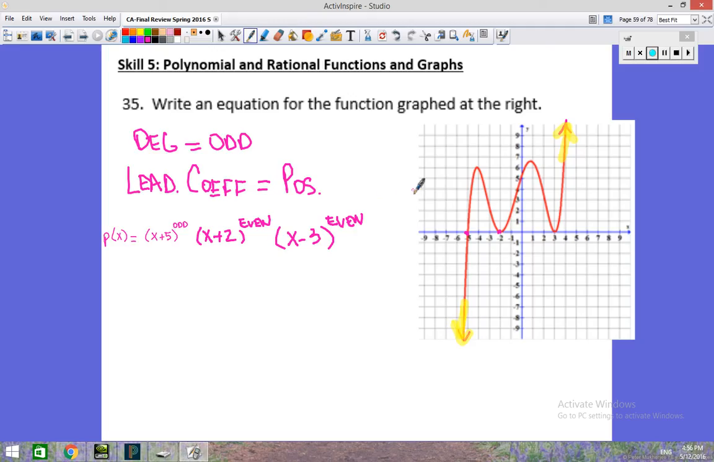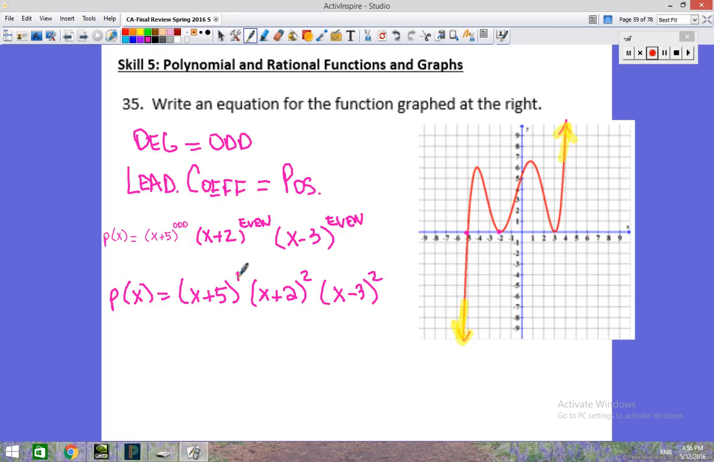Now, I can pick any odd number I'd want, but I'm going to pick the lowest values. Instead of a 3 or a 5, I'm just going to pick a 1 right there. So x plus 5 is going to be to the first power. This x plus 2, as an even number, could be a 4, a 6, or an 8, but hey, I'm going to pick a 2.